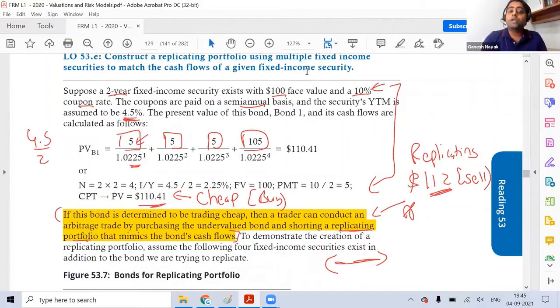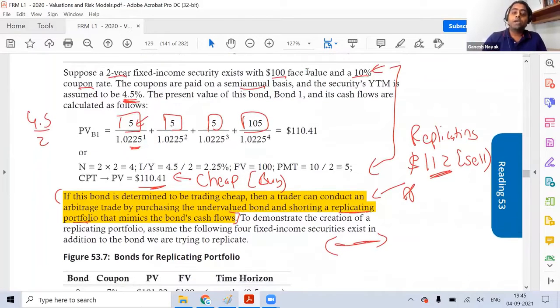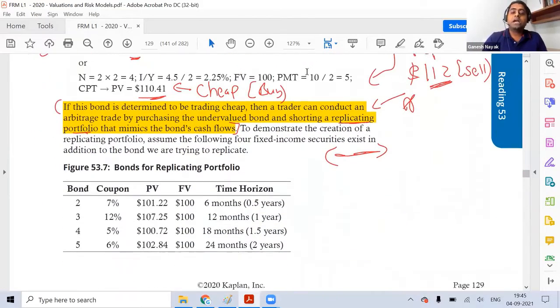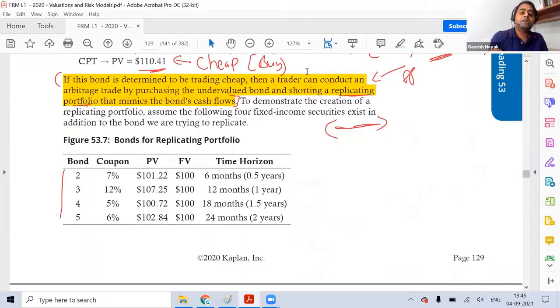Okay, now I want to create a replicating portfolio. How do I create it? Suppose I see these four bonds available in the market, bond number 2, 3, 4, and 5. Specifically, I've realized that the first bond is maturing in 6 months, the second is in 1 year, like that. Can you see this? Okay.